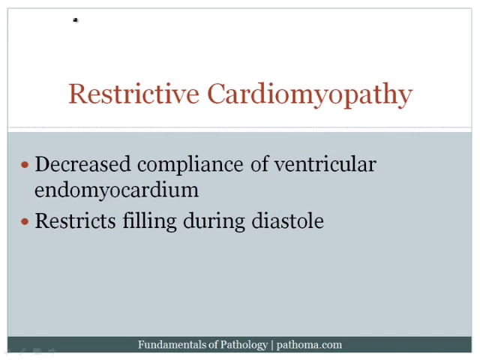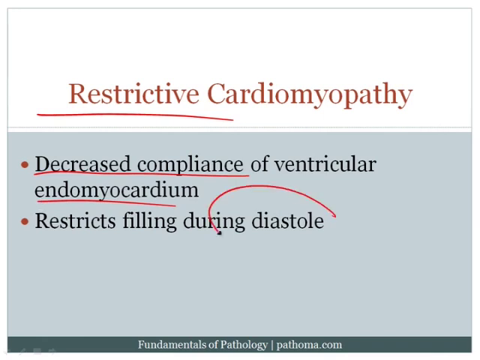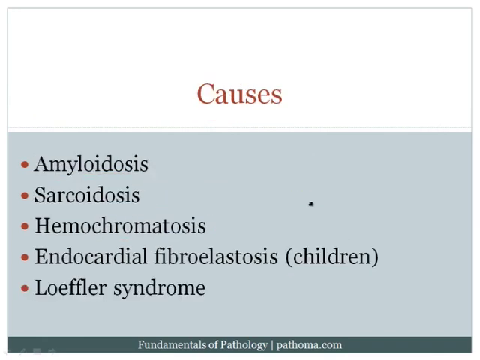Restrictive cardiomyopathy is when you are restricted from filling the heart, and that's because there's a decreased compliance of the ventricular endomyocardium. Again, you can't fill, so there'll be a diastolic problem. Now, what are the causes? Amyloid can fill the heart, making the heart very difficult to expand, and so that would result in a restrictive cardiomyopathy. Sarcoidosis, the granulomas of sarcoidosis can get into the wall of the heart, making it difficult to expand, resulting in a restrictive cardiomyopathy. Hemochromatosis, if iron gets into the wall of the heart, it can do the same thing.